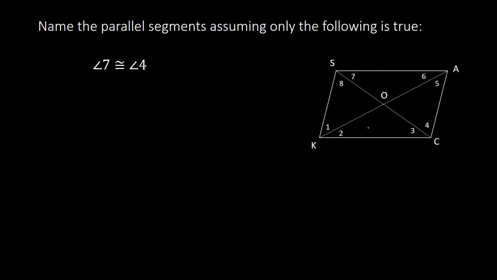Here's one last example, where you're told that angle 7 is congruent to angle 4. So angle 7 is here, angle 4 is right here. So angle 7 is created by this line, AS, and then the line SC. And then angle 4 is created by SC, and then AC right here.